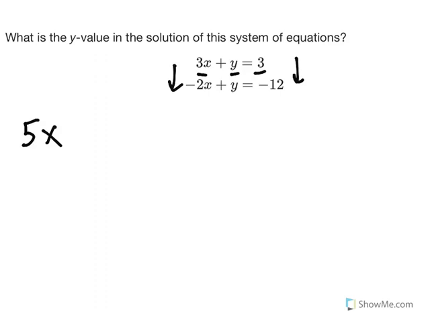Y minus y would cancel out. And then I would have 3 minus negative 12, which would be 15. I divide both sides by 5, and I would get x equals 3.